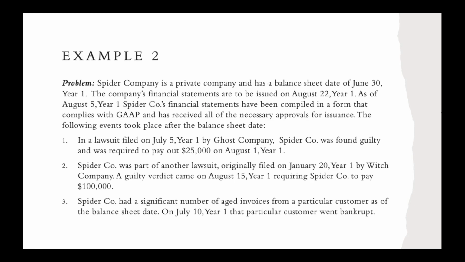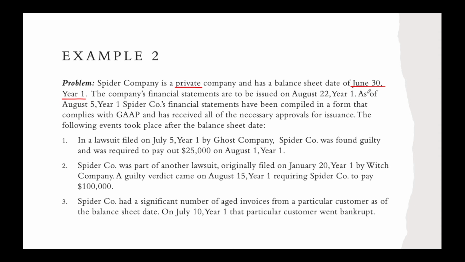Taking a look at our second example here, the problem, Spider Company is a private company and has a balance sheet date of June 30th, year 1. So right off the bat, we should note our balance sheet date, June 30th, year 1. Now in this case, the company's financial statements are to be issued on August 22nd, year 1. Okay, so issued August 22nd, year 1. However, you have to note we're working with a private company here. So we know we recognize subsequent events through the date they're available to be issued.